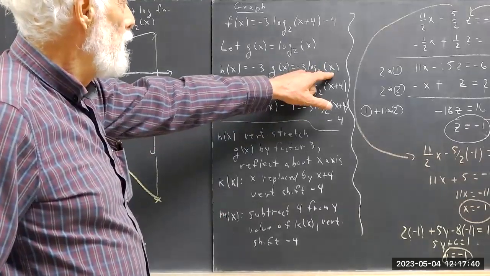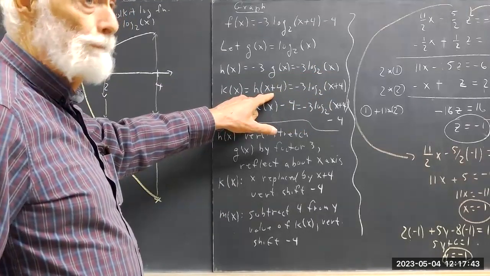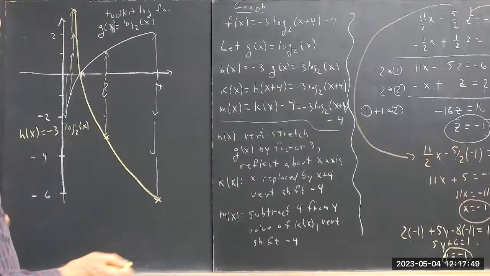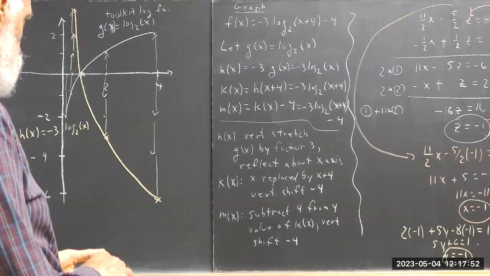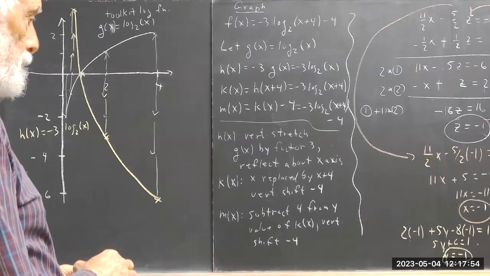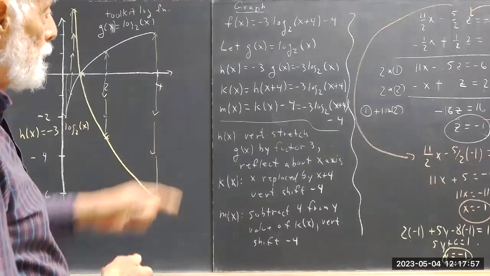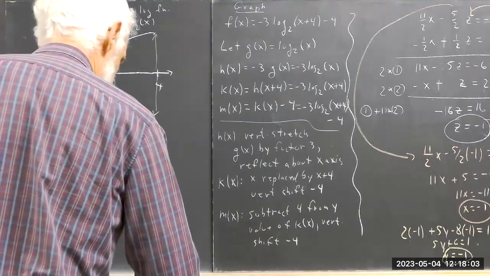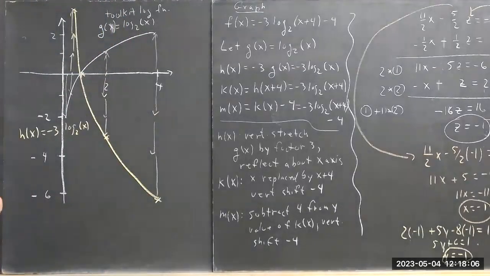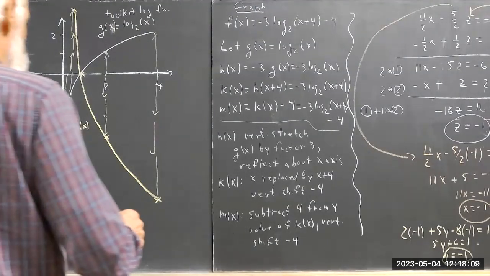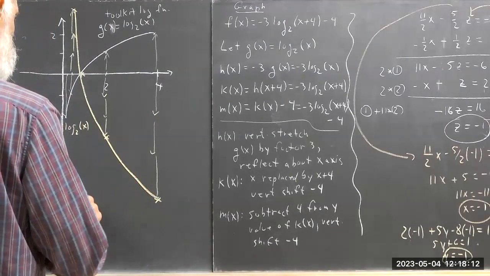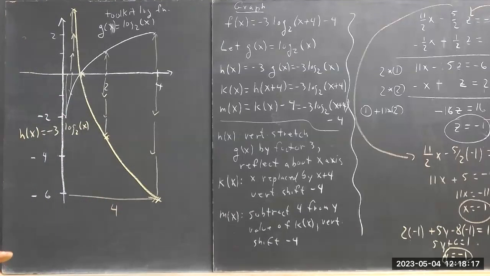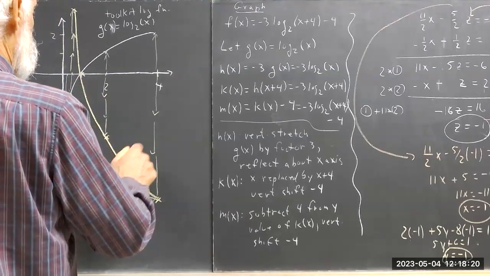Then I replace the x in my h of x with x plus 4. I get -3 log base 2 of x plus 4. I know that's a horizontal shift of 4 units. I'm going to get in trouble because that board will fall off when I do the shift here, so I'm going to avoid that. Okay, well, the horizontal shift of 4 units. Here's 4 units. I take each of these points and shift it over 4 units.